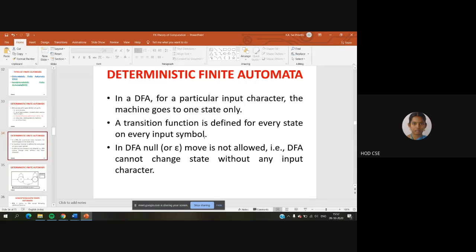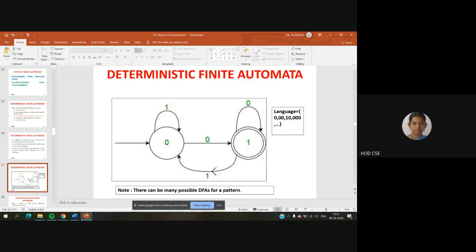The transition function is defined for every state on every input symbol. And in DFA there is no epsilon transition. The epsilon transition is not at all allowed in DFA. Epsilon transition can be allowed in NFA, but not in DFA. By reading the input symbol only, it can go from one state to another state. Without reading the input, it cannot go from one state to another. Did you understand? So this is one example diagram of a deterministic finite automata, which has two states, 0 and 1, and 0 is marked as the initial state, because it is pointed to by an arrow.